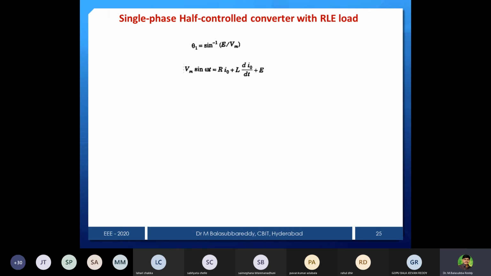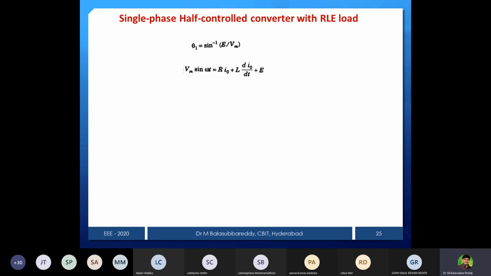In the case of the RL load, we did yesterday's derivation for the beta expression. Same fashion here also. Input is Vm sin omega t, which is equal to R into i naught plus L into di by dt plus E. Whereas for RL alone, you use R into i naught plus L into di naught by dt.